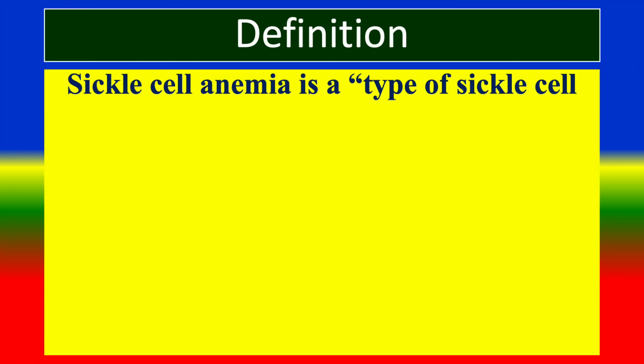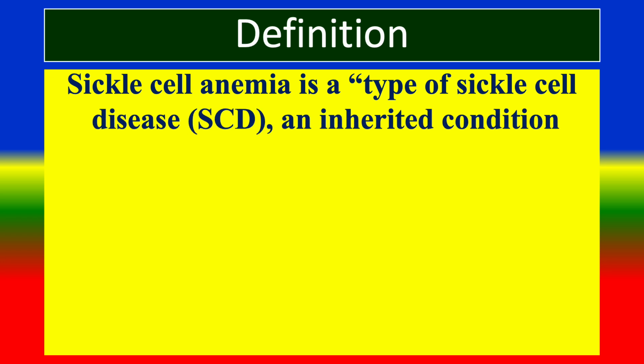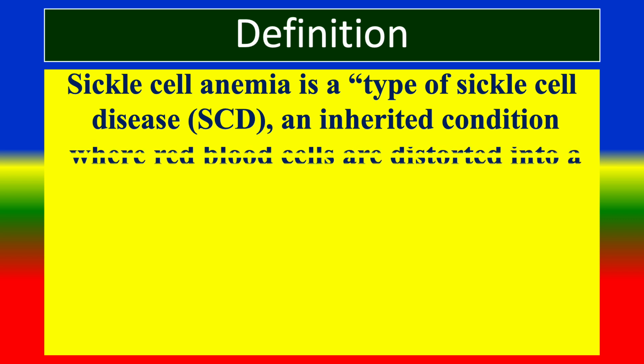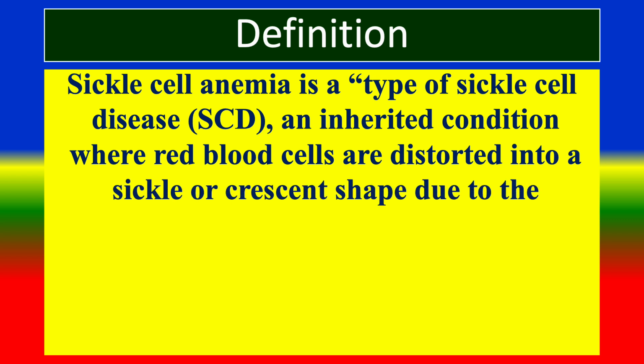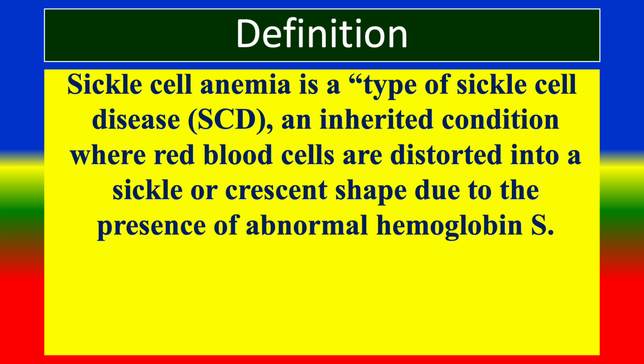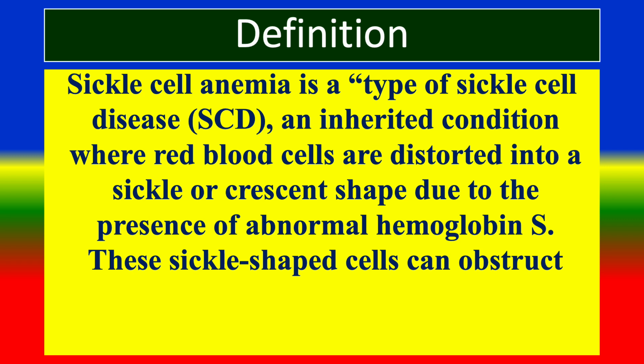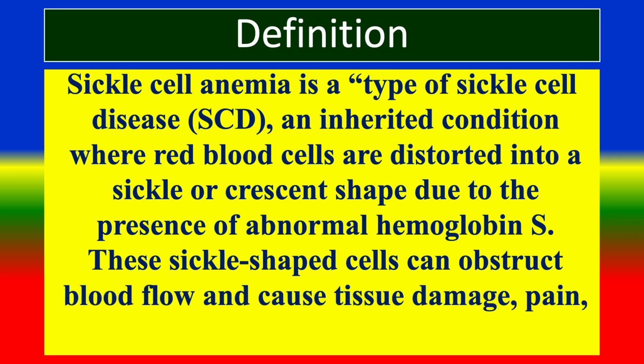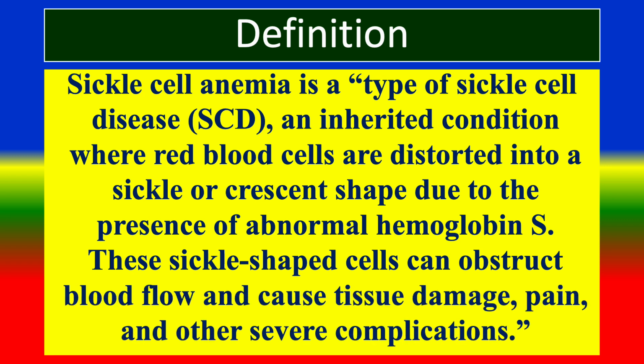Definition. Sickle cell anemia is a type of sickle cell disease, an inherited condition where red blood cells are distorted into a sickle or crescent shape due to the presence of abnormal hemoglobin S. The sickle-shaped cells can obstruct blood flow and cause tissue damage, pain, and other severe complications.